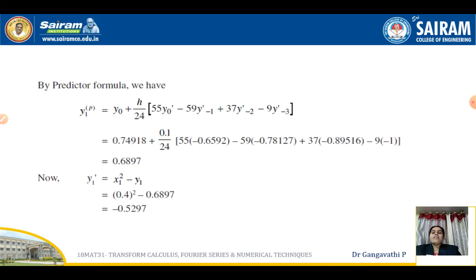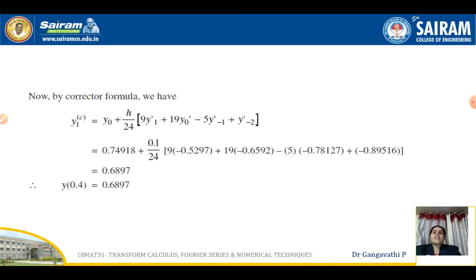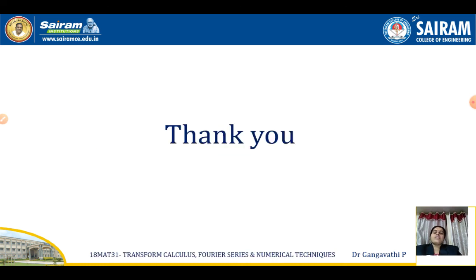So y1, by using the predictor formula, write the formula, make a substitution and simplify, evaluate the value which is 0.6897. Evaluate y1 dash because it is required in our corrector formula. The answer is minus 0.5297. Substitute these values in the corrector formula and you get the value of y of 0.4 as 0.6897. So this is how we need to evaluate the problems on Adams-Bashforth.